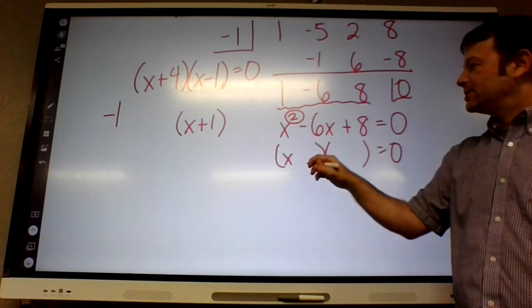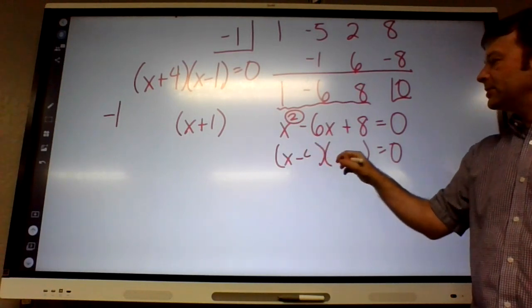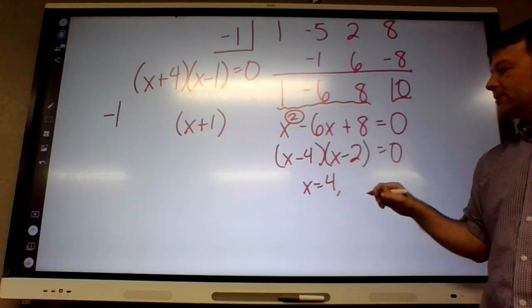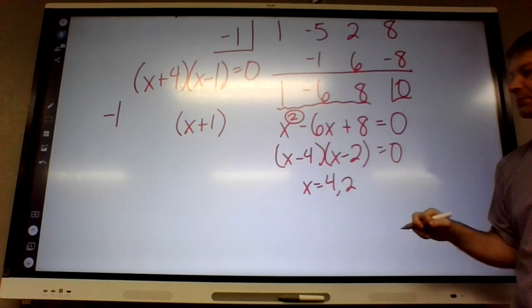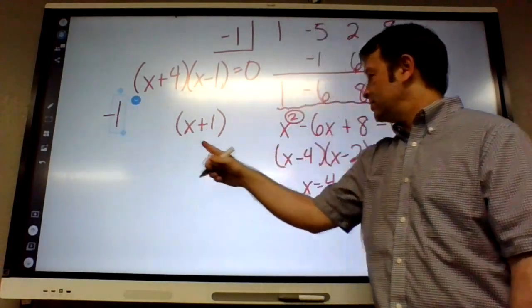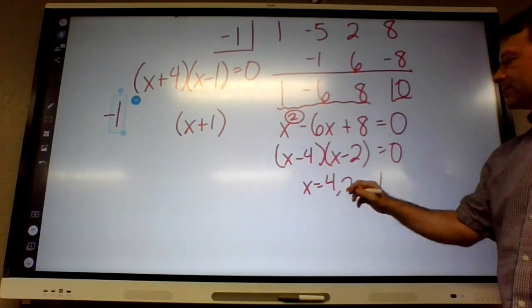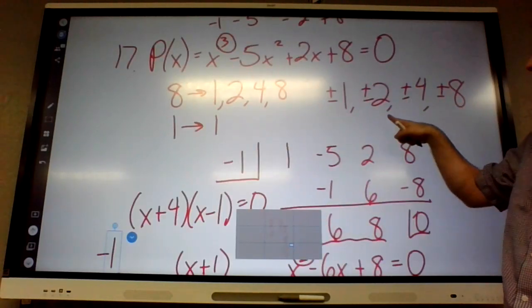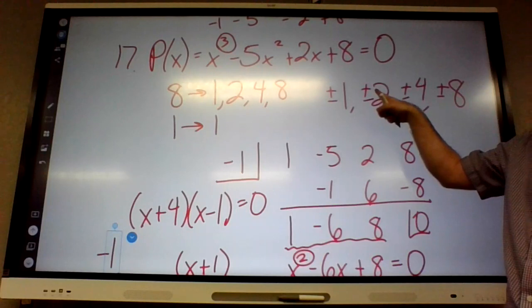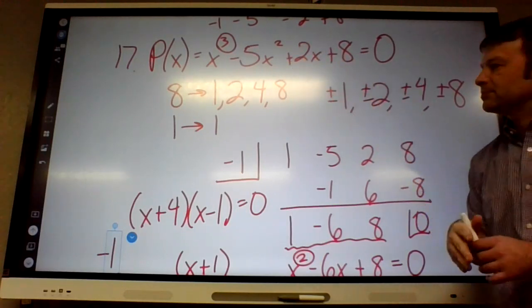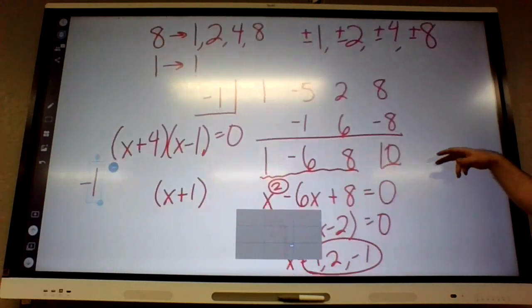This kind of goes back to the last chapter. So the last 2 answers are 4 and 2. So all 3 together would be negative 1, 4 and 2. Now notice 4 and 2 were in my list up here of possible answers. I just never plugged them in.